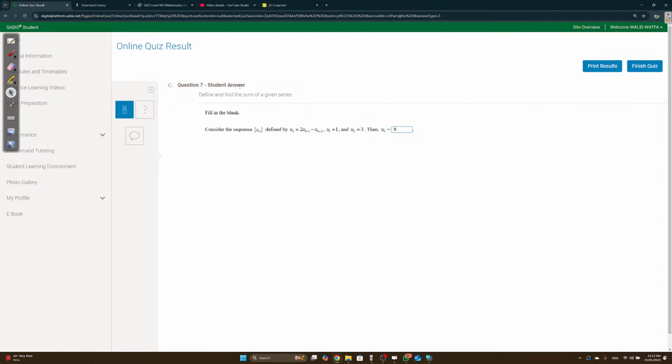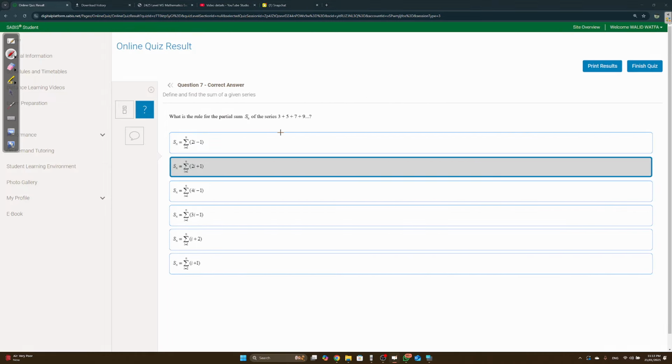Question 7. What is the rule for the partial sum Sn of the series 3 plus 5 plus 7 plus 9? So we have a sum, okay? Obviously the sum involves sigma.